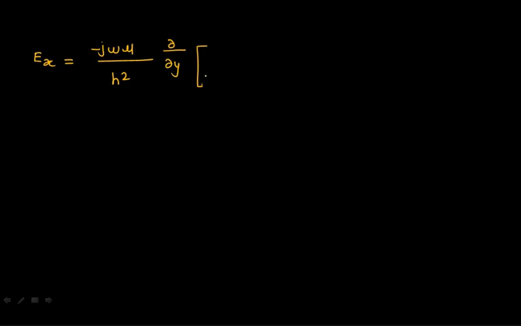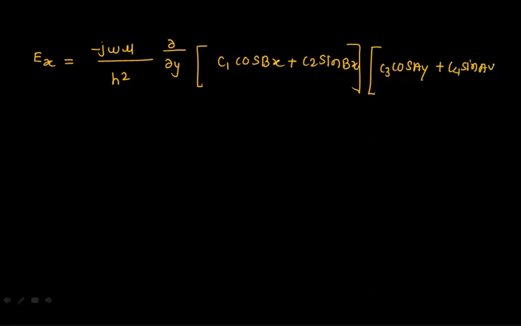This is d of hz. So put that value over there, which is nothing but the C1 cos of Bx plus C2 sine of Bx. Again, another term will be C3 cos of Ay plus C4 sine of Ay. Okay. So you can write Ex is equal to minus j omega mu by h square d by dy.